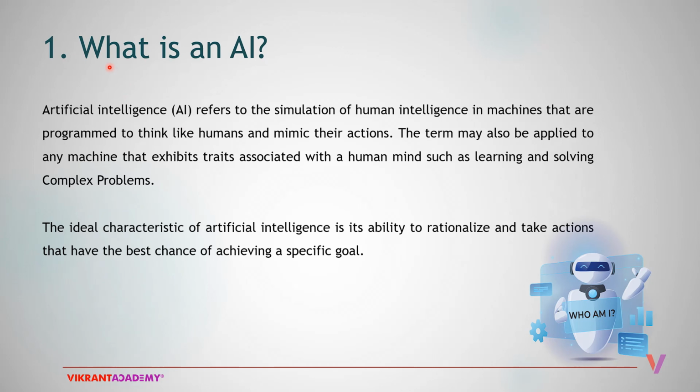Discussed in 1950, we will talk about it in our next slide. In this slide, artificial intelligence refers to the simulation of human intelligence in machines that mimic human actions. The term may also be applied to machines that exhibit traits associated with the human mind, such as learning and solving complex problems. The ideal characteristics of artificial intelligence are to take actions that have the best chance of achieving its goals. So in a nutshell, an artificial intelligence should mimic human-like characteristics.